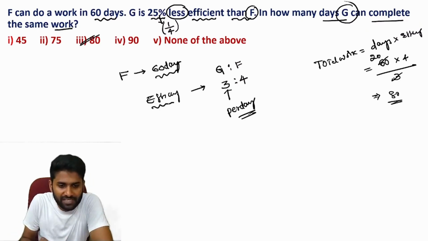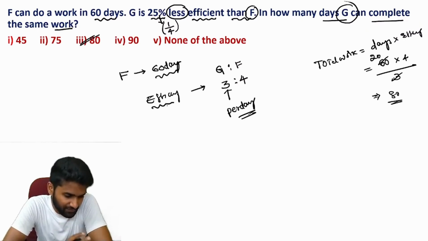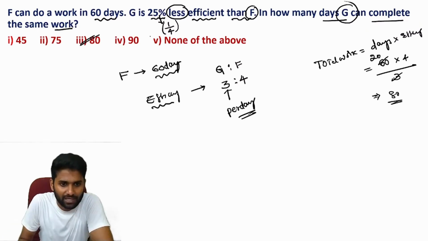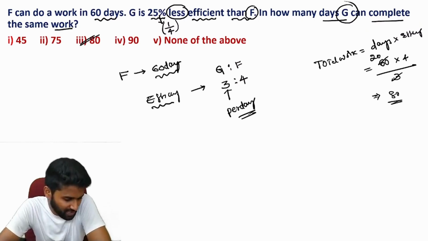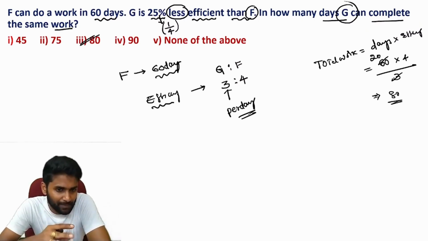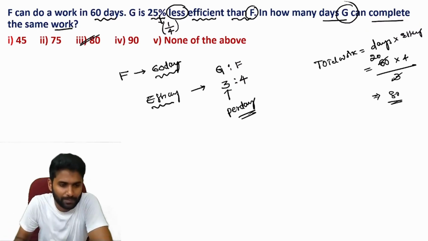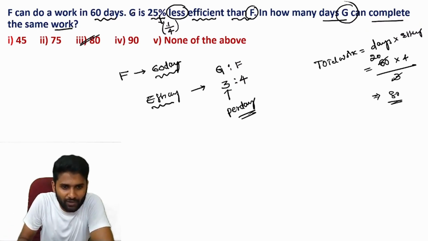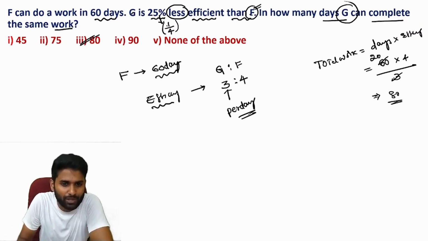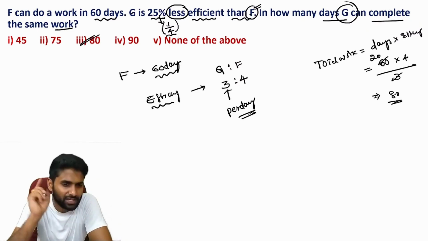Remember, efficiency is all about per day work. The comparison 25% is converted into a fraction: 25 by 100 is 1/4. Now G's value is 1/4 less than F. Again we have to assume a value for F, so you have to focus on the denominator. Here the denominator is 4.